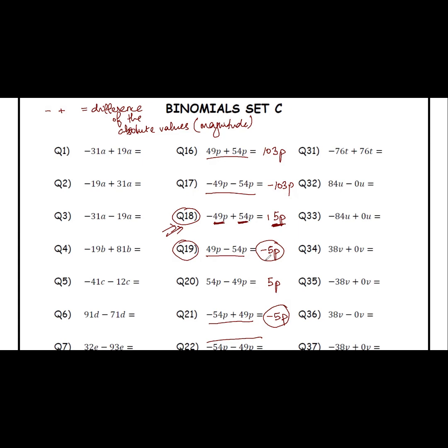Similarly, when we look at question number 19, again, we take the difference of the two absolute values 49 and 54. It's 5, and then we add the p, 5p. Now between the two absolute values 49 and 54, 54 is the bigger number, and hence the sign of the bigger number, which is negative, will also be the sign of the outcome out here, and hence we got a negative.